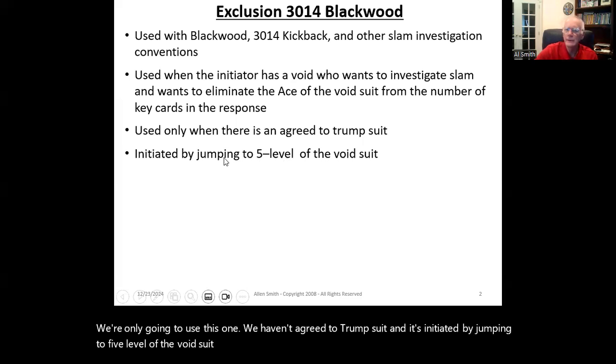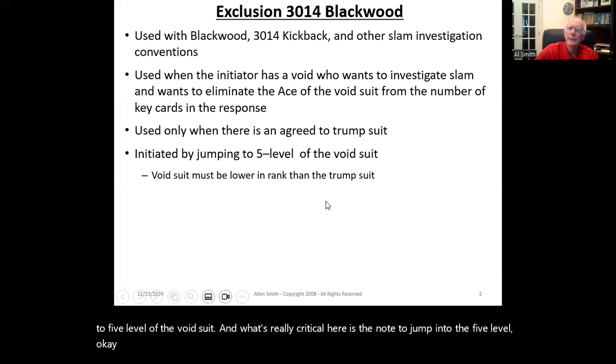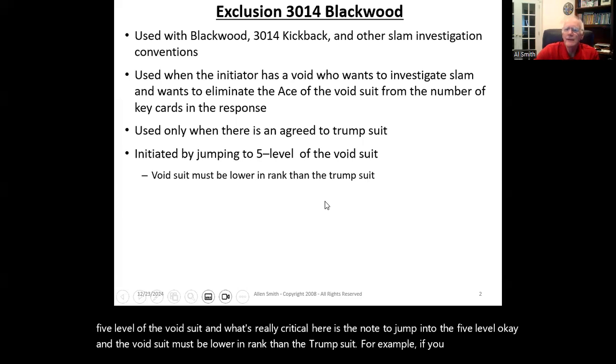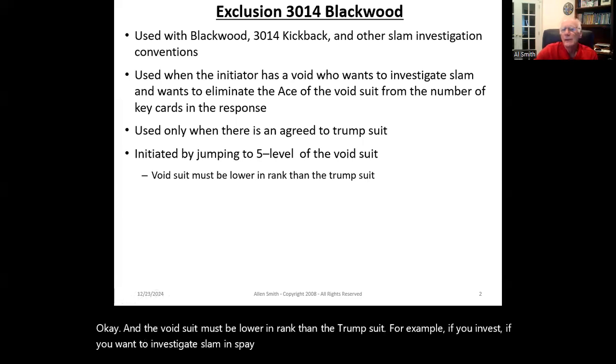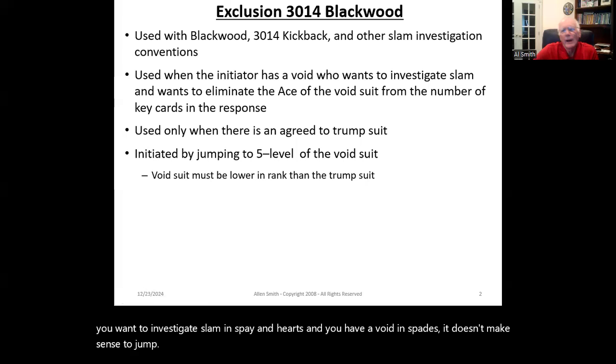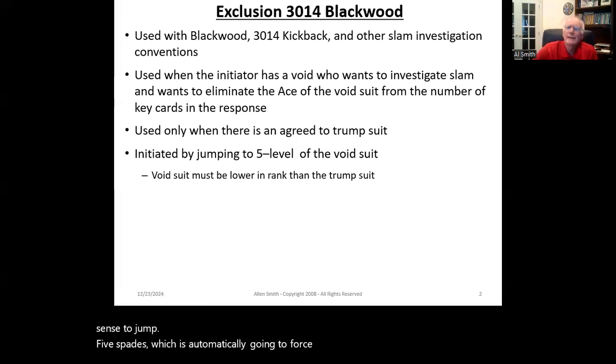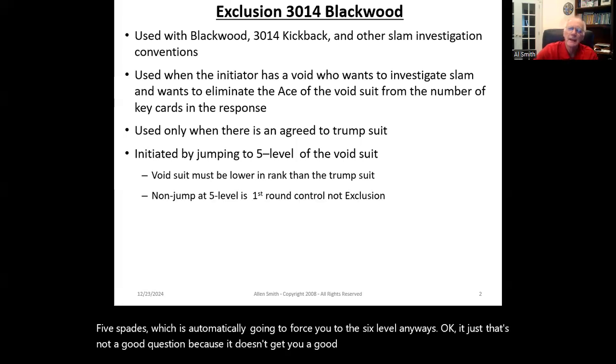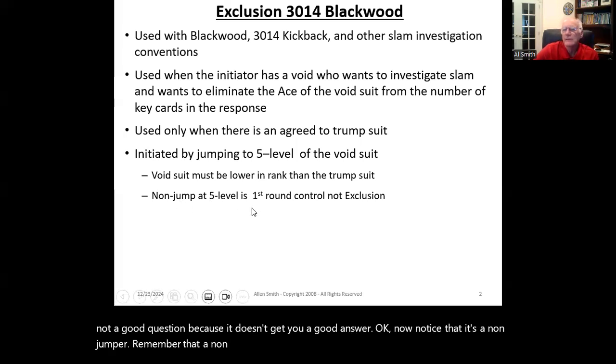What's really critical here is to note the jumping to the 5 level. And the void suit must be lower in rank than the trump suit. For example, if you want to investigate slam in spades and hearts, and you have a void in spades, it doesn't make sense to jump to 5 spades, which is automatically going to force you to the 6th level anyway. That's not a good question because it doesn't get you a good answer. Remember that a non-jump to the 5 level shows a first round control and cannot be used for exclusion.